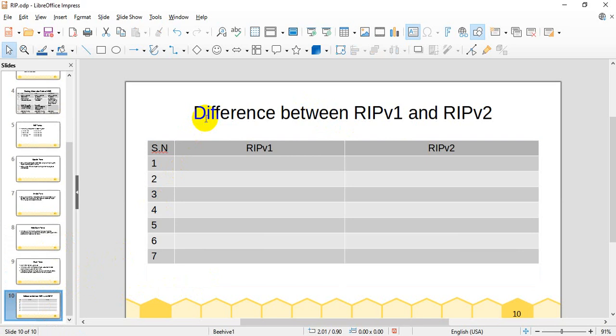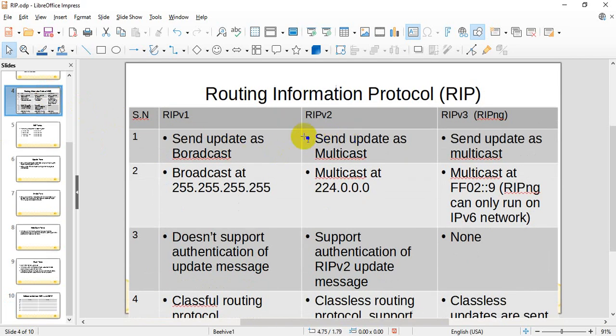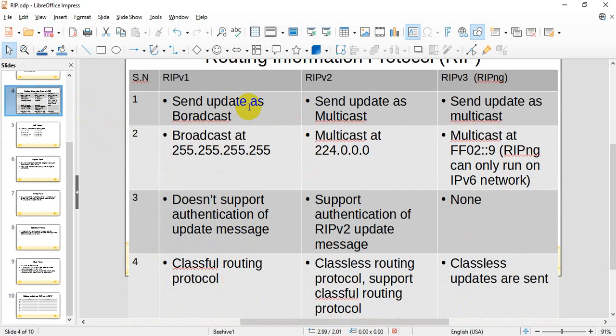And this is the last slide of this video, the difference between the Routing Information Protocol version 1 and the Routing Information Protocol version 2. What is the difference between RIP version 1 and version 2? As we already know some of the differences between RIP version 1, version 2 and RIP version 3, you can compare between these.